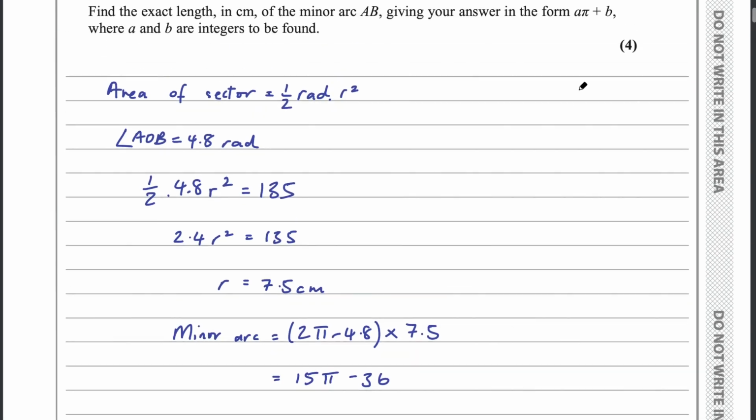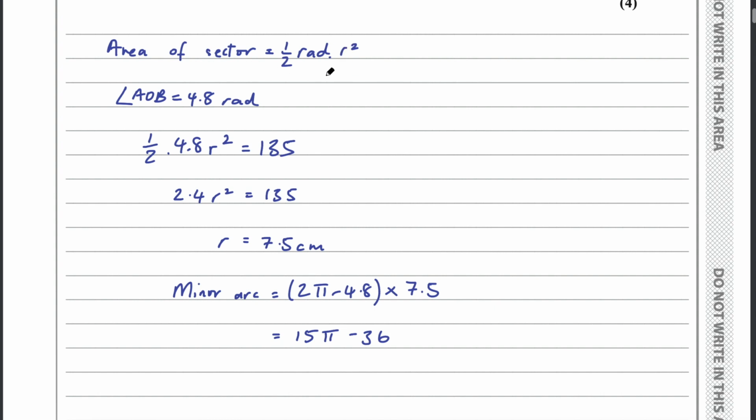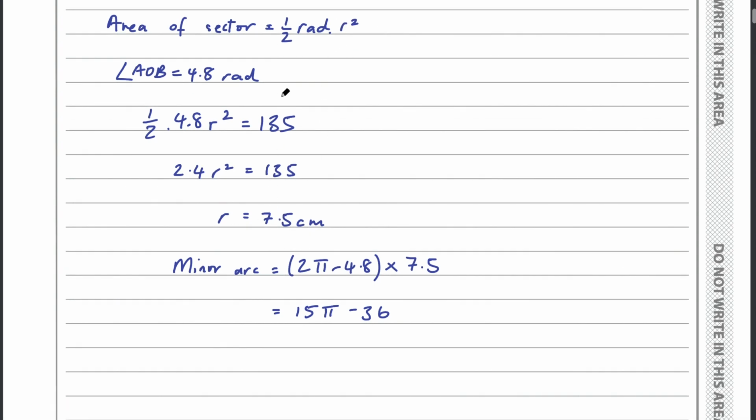And that was question 1 for 4 marks. There'd be 1 mark for stating the formula of the area, probably 2 marks for finding R, and then 1 mark for finding the length of the minor arc.